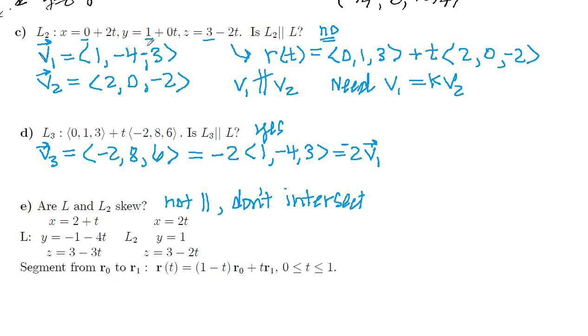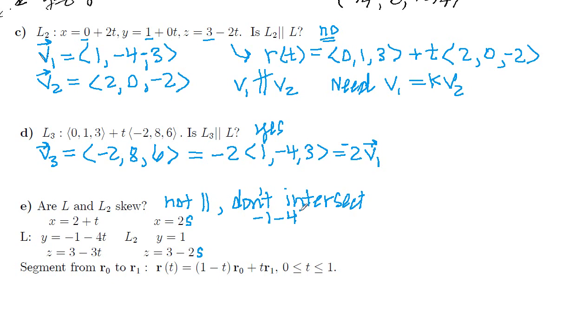Well, it doesn't have to happen at the same time, so let's use a different variable for our second line. Instead of t, let's use s. And so we want to know, are there times s and t where the x, y, and z coordinates are equal? Well, here we've got a constant. That's the easiest y coordinate. Let's set these equal and find t. So set the y coordinates equal.